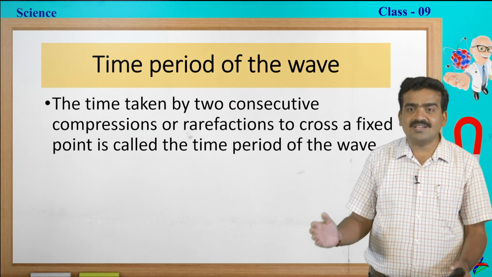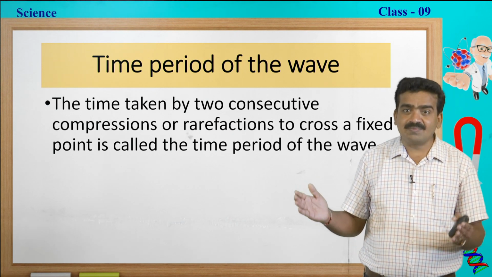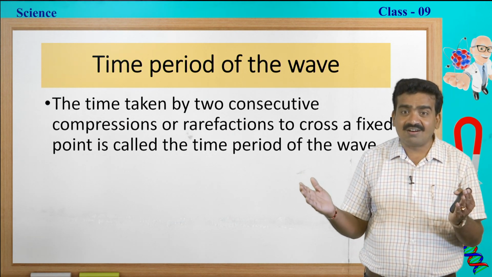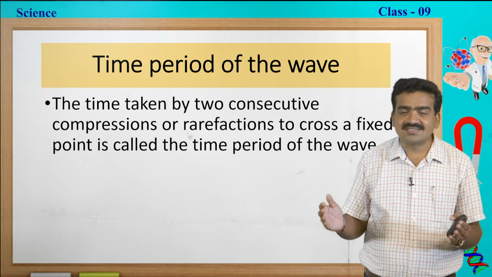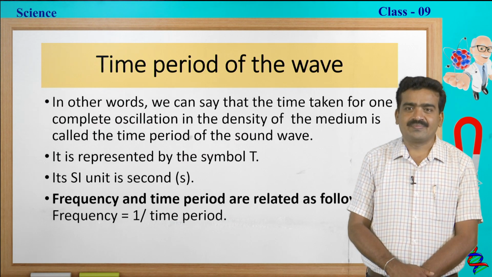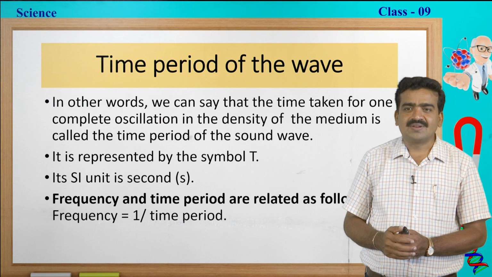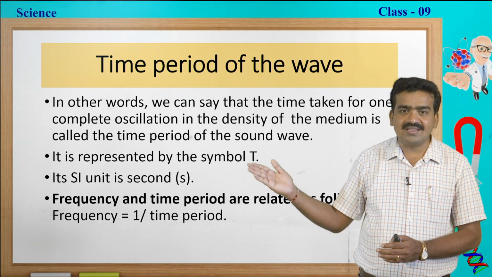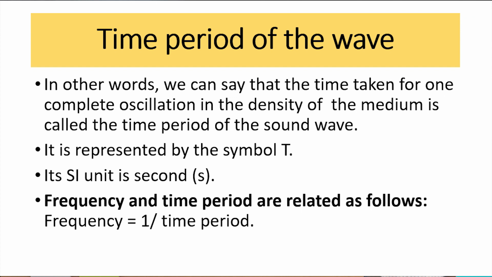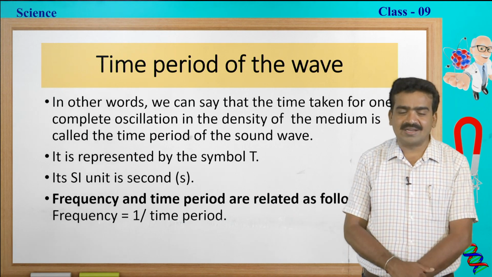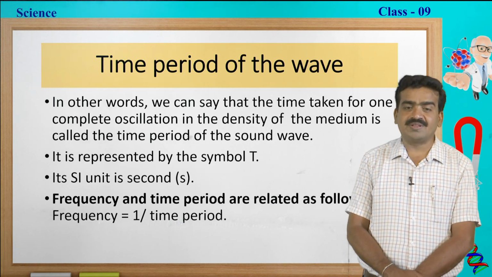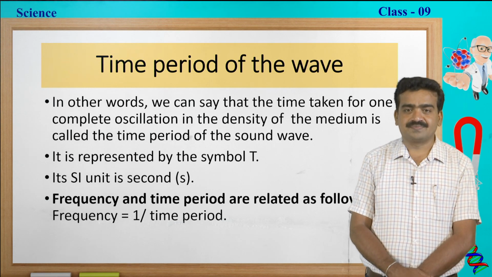Now, what is the time period of the wave? The time taken by two consecutive compressions or rarefactions to cross a fixed point is called the time period of the wave. It is represented by the symbol T, and the SI unit of time period is second. The relationship between frequency and time period is: frequency is equal to 1 over time period, or the reciprocal of the time period will be the frequency of the sound wave.